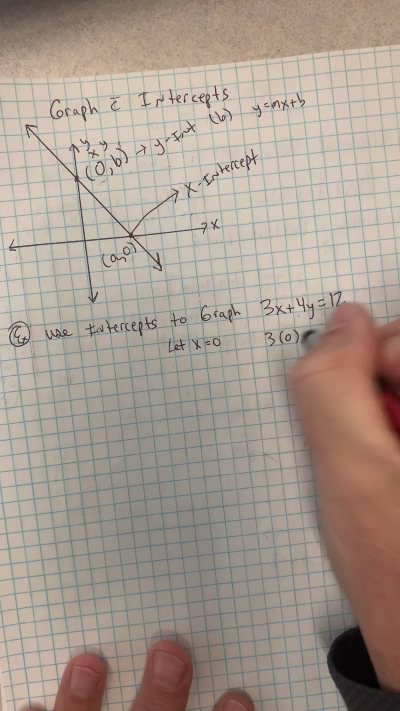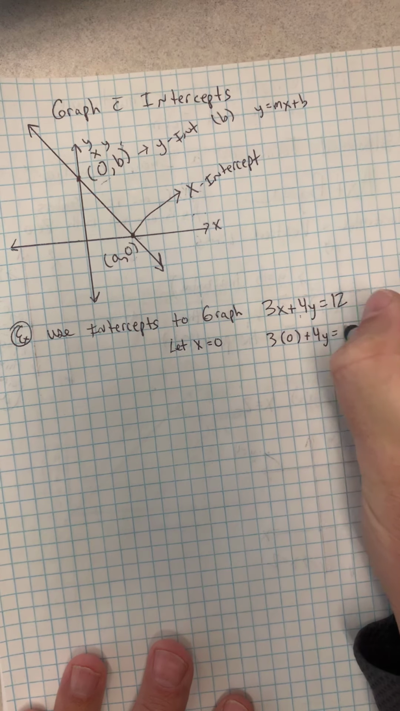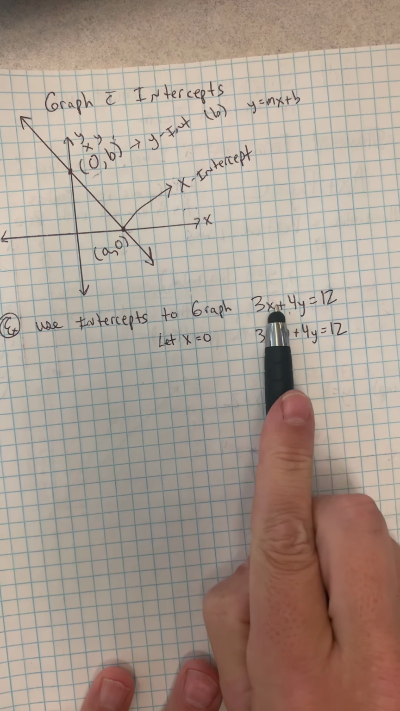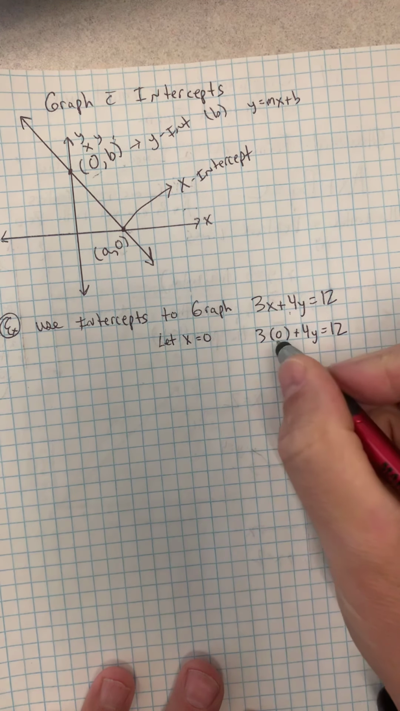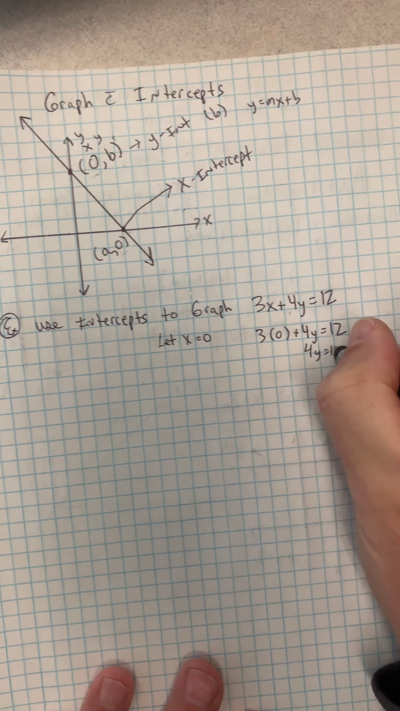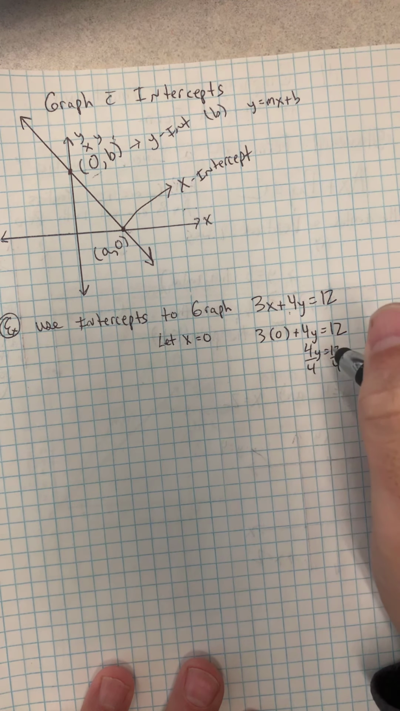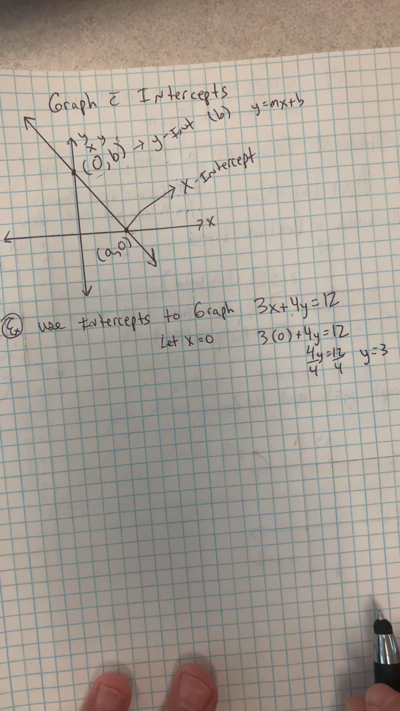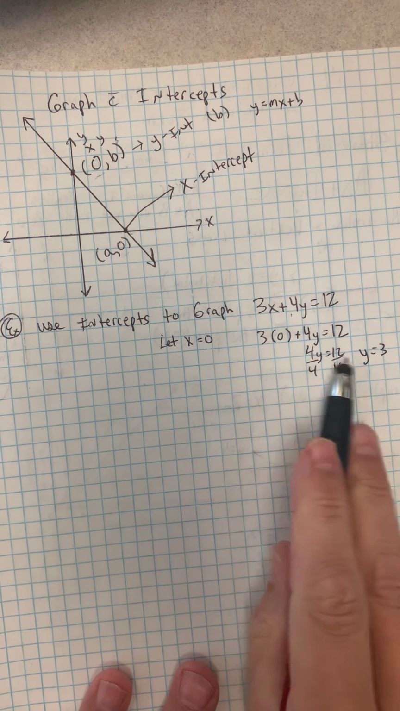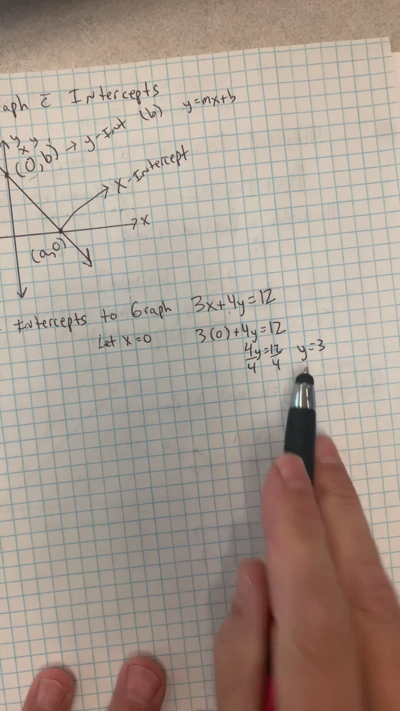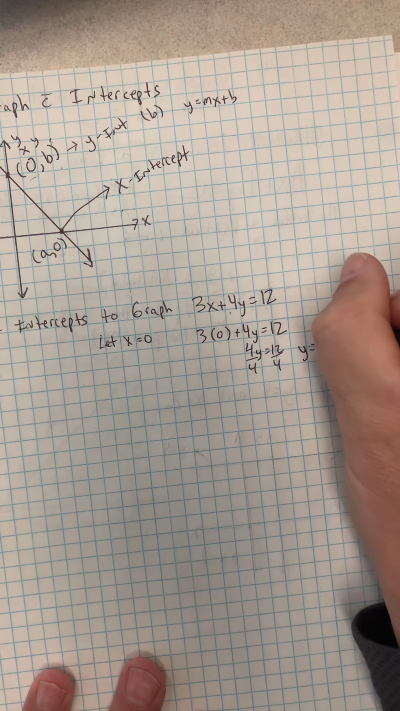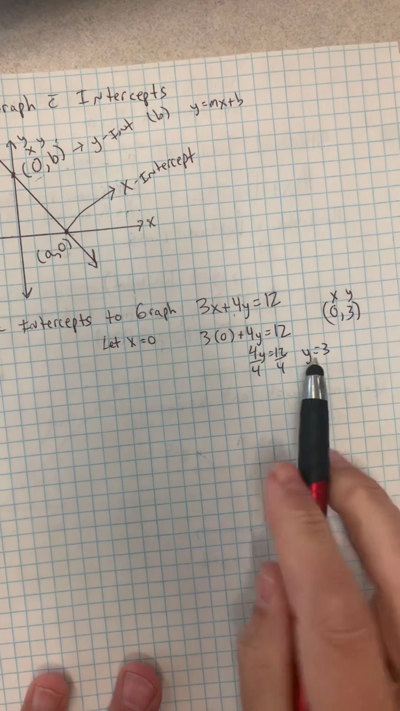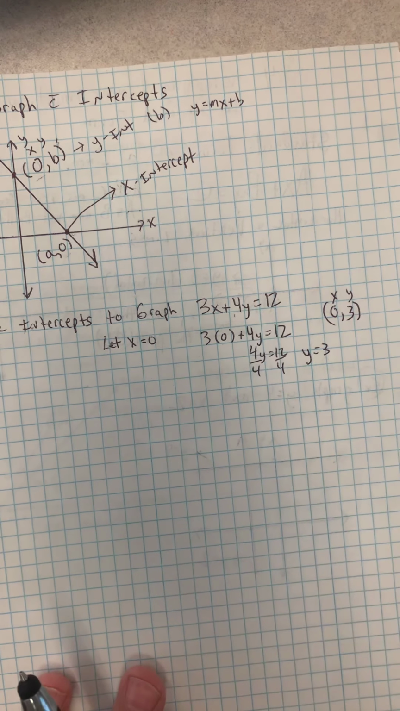3 times 0 plus 4y is equal to 12. What's going to happen when I let x equal 0? That will go away, because that's 0. You are left with 4y is equal to 12. I divide by 4. Y then is equal to 3. So when x is 0, y is 3. Input of 0, output of 3. You have the ordered pair 0, 3. You have an x and you have a y. It's the same as making an input-output table. We're just plugging it in and finding out what y is.